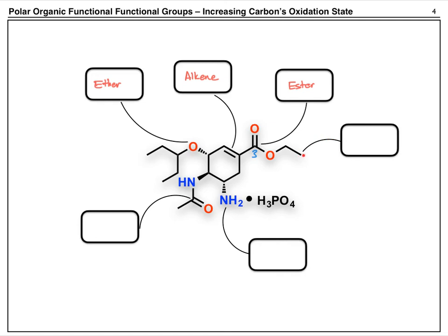This box is pointing to this carbon right here by itself. It's an sp3 hybridized carbon. It's at an oxidation state of 0, so we would call this an alkane. This group right here is a nitrogen. So it's an amine. It's an amine bound to one carbon. So we would call this a primary amine.